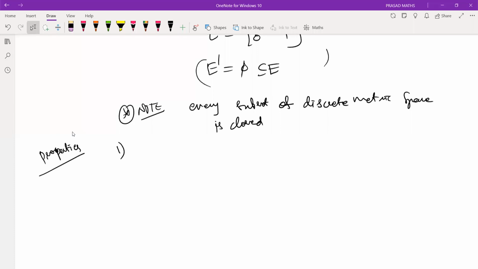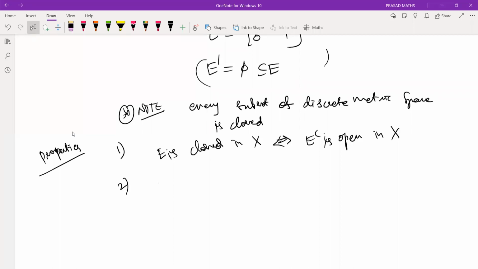So first one is closed set. This is the characterization of closed set. E is a closed set if and only if, in another version, E complement is open. E's complement is an open set. Right? E is a closed set if and only if E complement is an open set. So this is a very, very important argument.